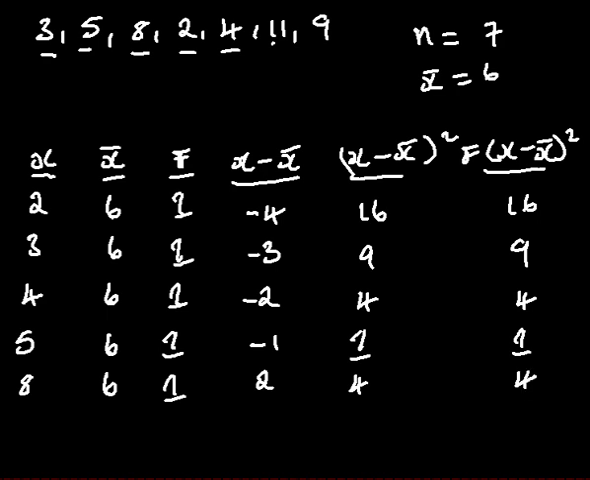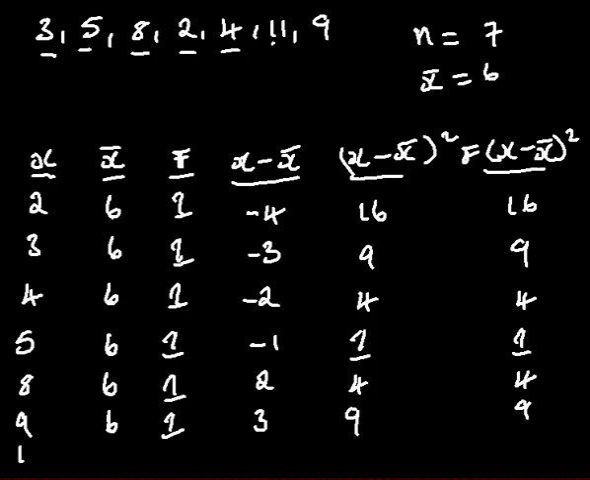And we have 9. So 9 minus 6, the frequency is given as 1. 9 minus 6 is the same as 3. And 3 to the power 2 is given as 9. And 1 times 9, we have it as 9.